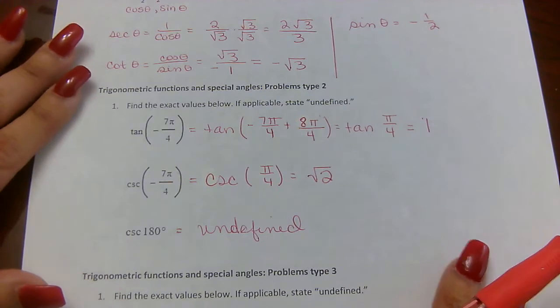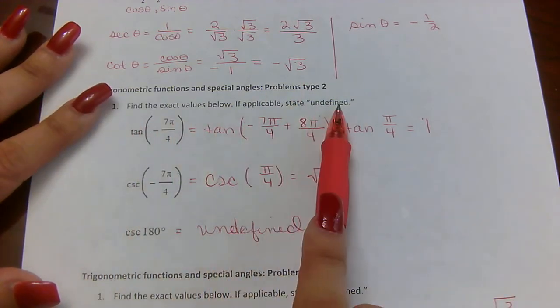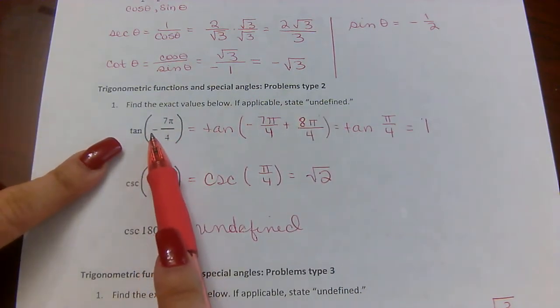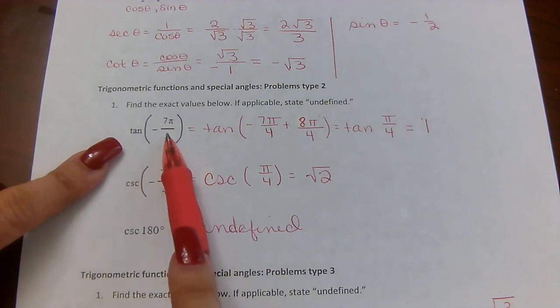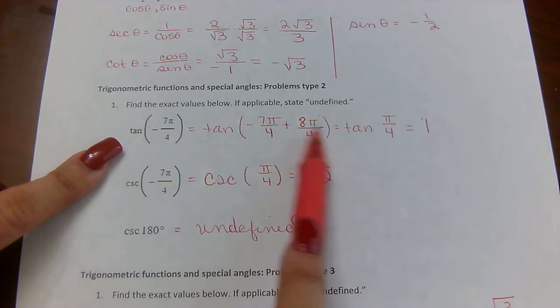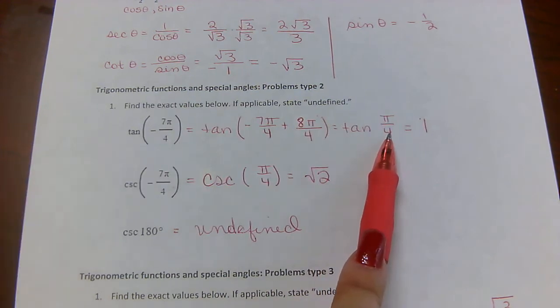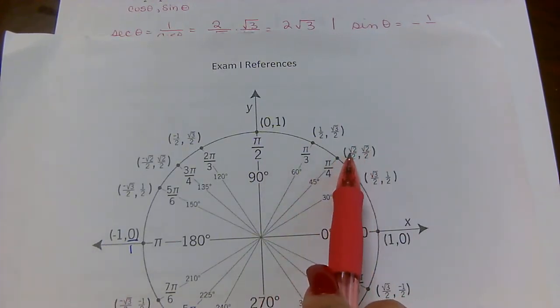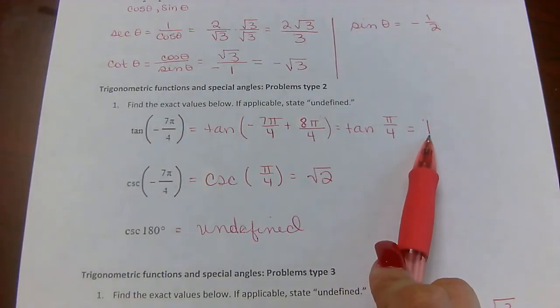Okay, the next section here says find the exact values and state undefined if it is appropriate. So let's start with the first one. Tangent of negative 7 pi over 4. This is not a standard angle. So remember, you're going to have to add 2 pi, or what I ended up doing here was I found the common denominator, and 8 over 4 is the same thing as 2 pi. So I get tangent of pi over 4. Well, let's go back and use our unit circle. Here's pi over 4. Tangent is y over x, or square root of 2 over square root of 2, which is the same thing as 1.